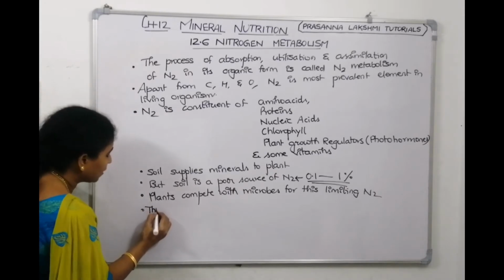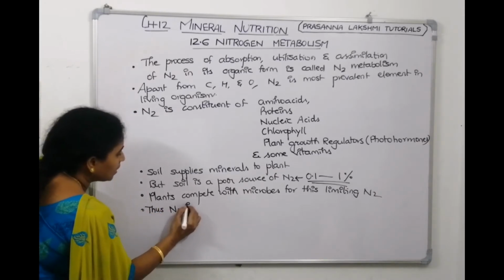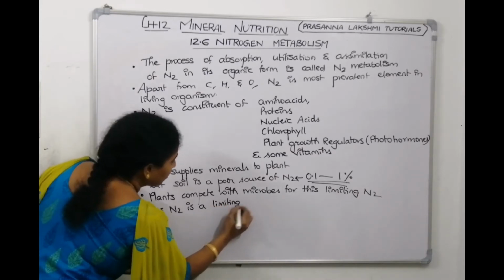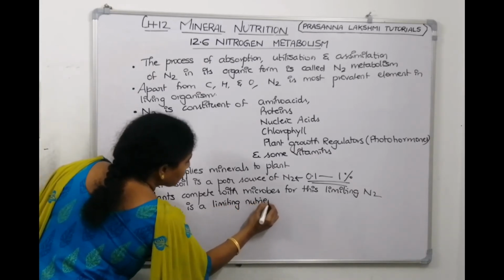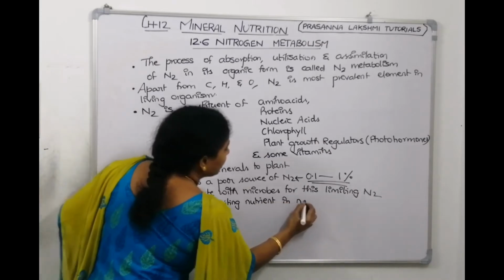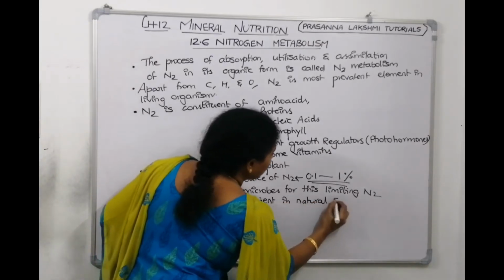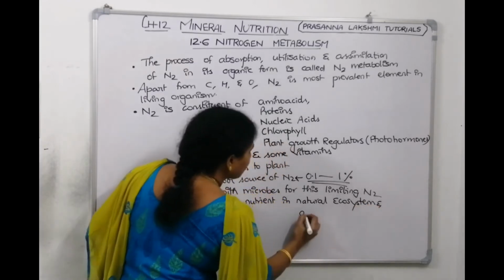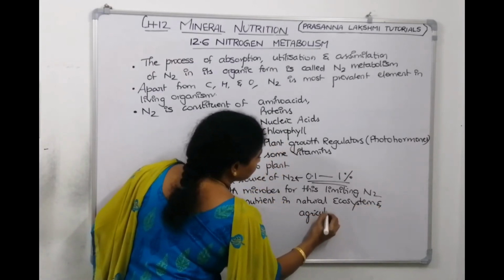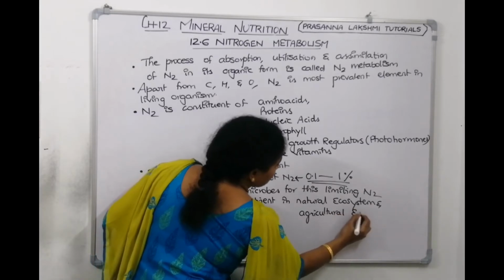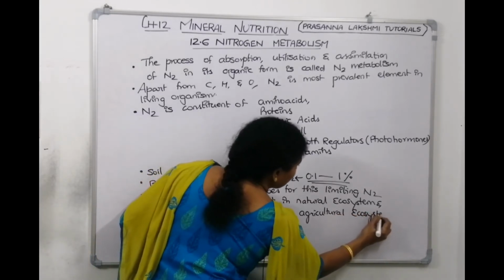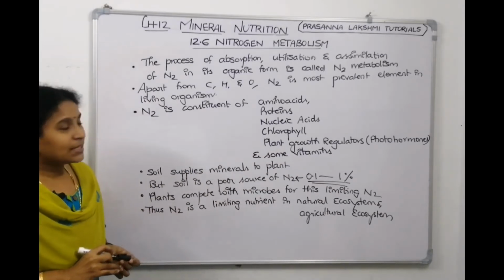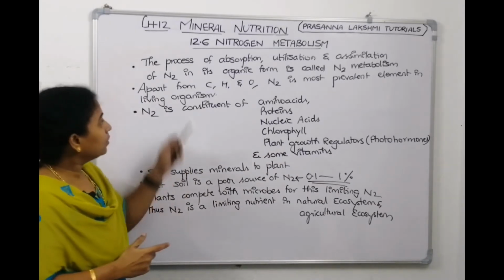So thus we can conclude nitrogen is a limiting nutrient. Nitrogen is a limiting nutrient in natural ecosystem also and agricultural ecosystem also. In natural ecosystem also it is a limiting nutrient. In agricultural ecosystem also it is a limiting nutrient. So let us see what we discussed on the board first.